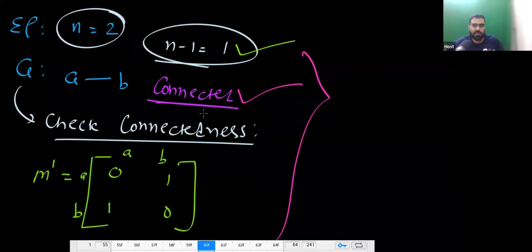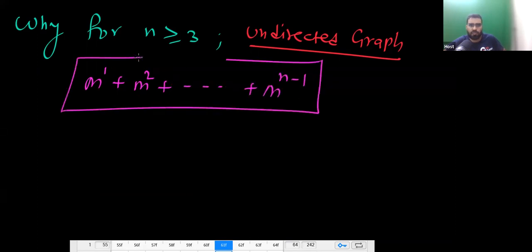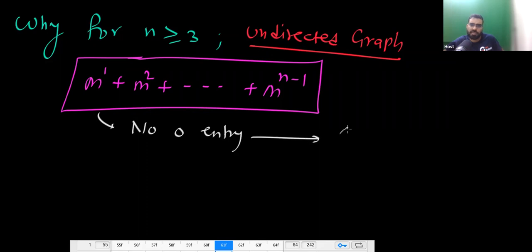Why is it working for n greater than or equal to 3? I told you in the last class. Tell me why this works, M power 1, M power 2, and so on, up to M power n minus 1. If there is a non-zero entry, it implies connected. So why for n greater than or equal to 3 is it working, anyone? This I told you in the last class.